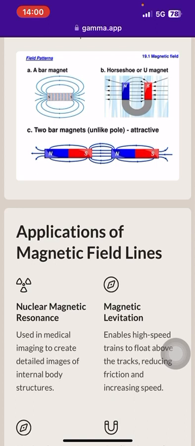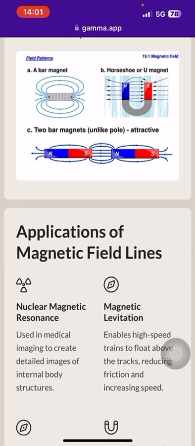Here you can see two bar magnets, where unlike poles attract each other. This north pole and this south pole are unlike poles, so they are attractive. But north pole and north pole are not attractive. That means they oppose each other, right?